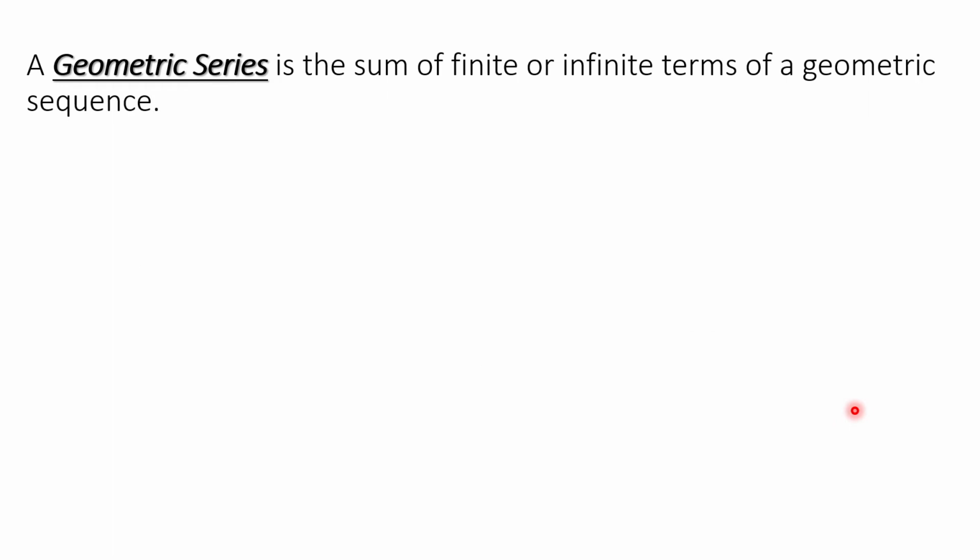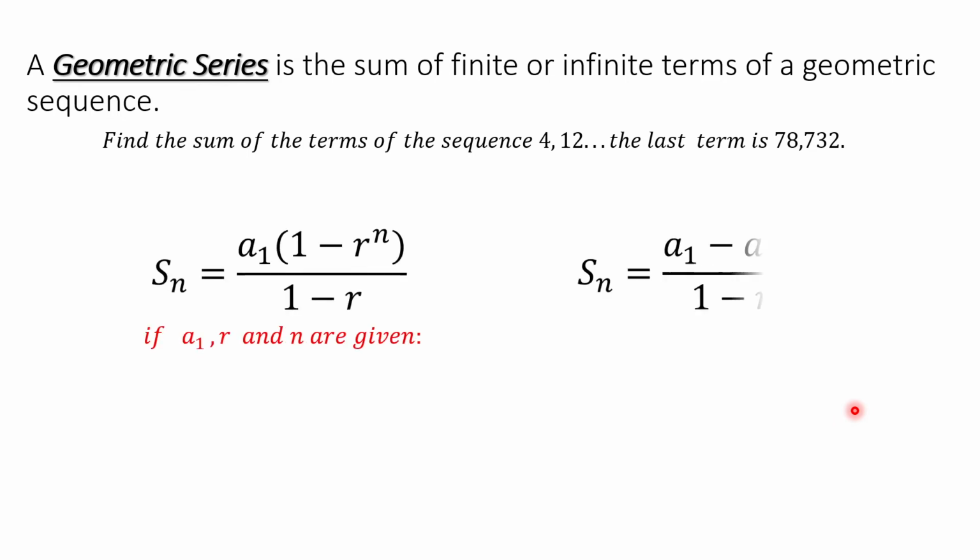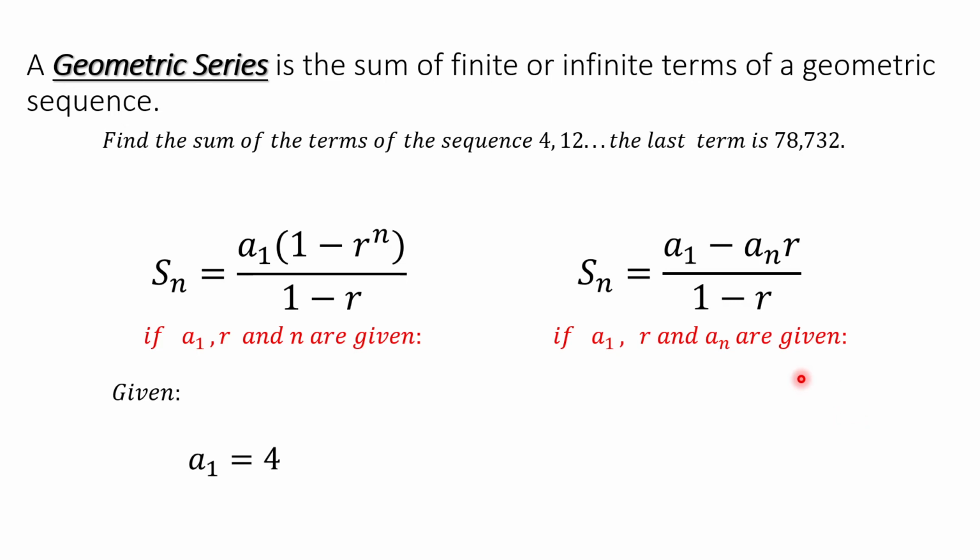Let's have another example. So, find the sum of the terms of the sequence 4, 12, and the last term is 78,732. Again, saan dito sa dalawang formula na to ang gagamitin natin? So, let's evaluate. Ano yung mga given? So, first is we have the first term, which is equal to 4. The last term, which is 78,732. And also, we have the common ratio. Again, you just have to divide 12 by 4 to get 3.